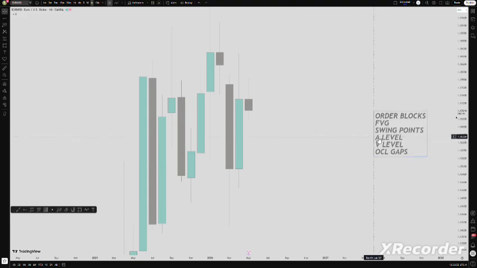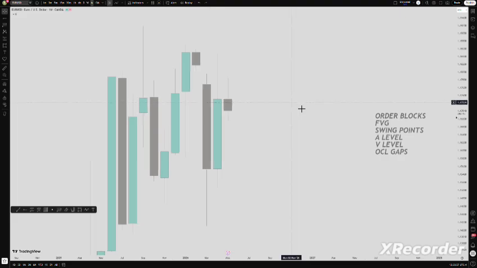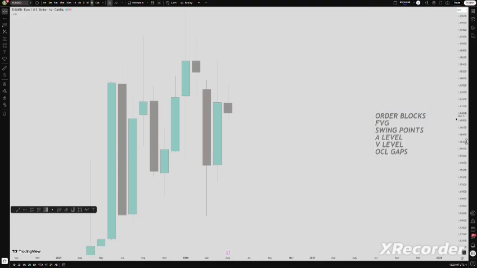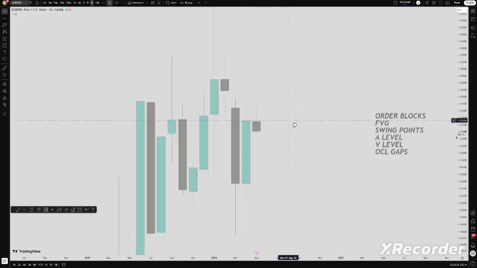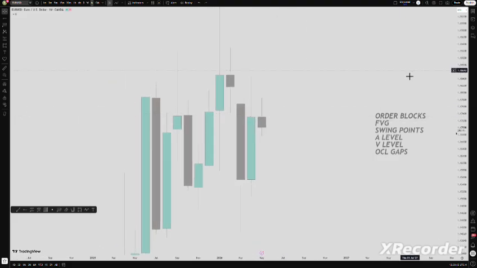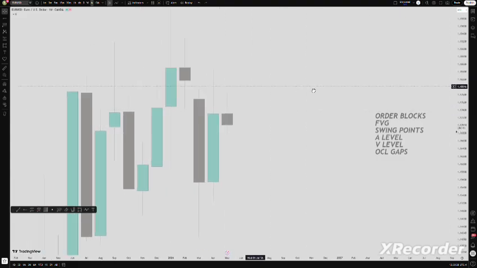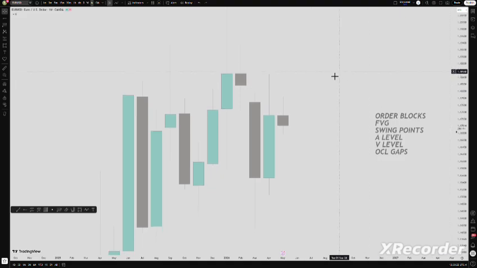So now I want to direct your attention to the next three on the list. We have the A level, we have the V level, and we have the OCL level. Now, what are A levels? Mind you, this is an integration of the concepts of Malaysian support and resistance, and honestly, it's a brilliant take on market mechanics, and it's magical when you begin to understand how the working principles.